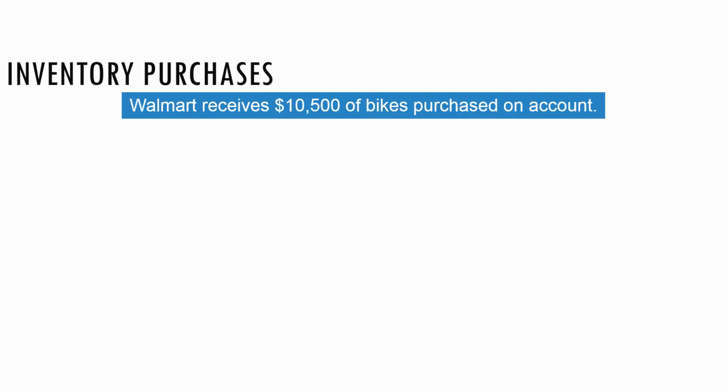Walmart here received $10,500 worth of bikes purchased on account. I know in some of these videos I've been talking about Walmart and I've been using numbers that are just ridiculously low for this company that is a multi-billion-dollar company. So it's kind of tongue-in-cheek when we see something like this and receiving only $10,500 worth of bikes. It would be more likely to be much greater than this number, right? But as an example, Walmart receives $10,500 worth of bikes purchased on account.